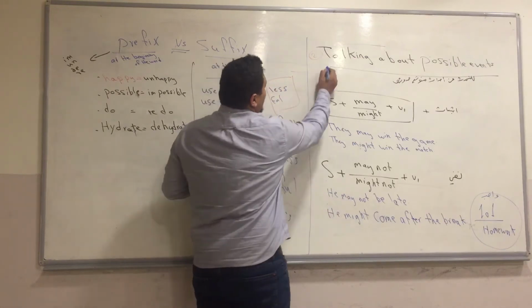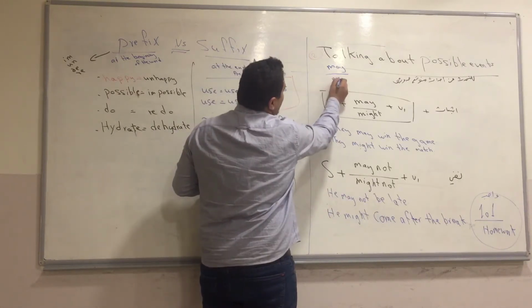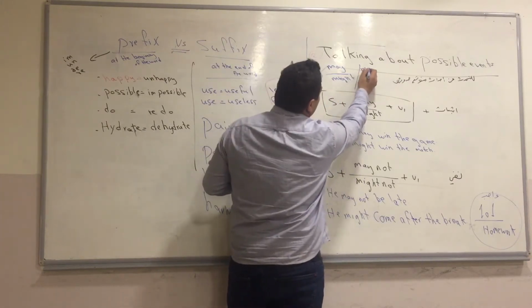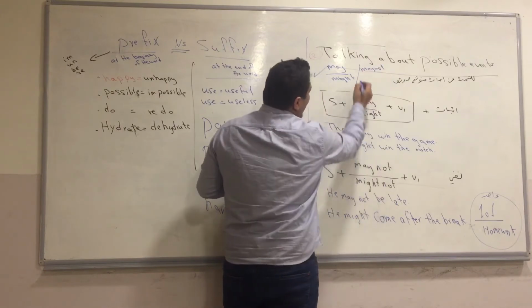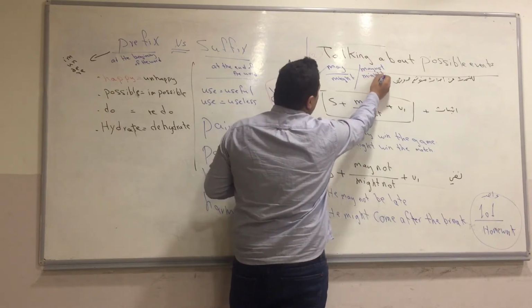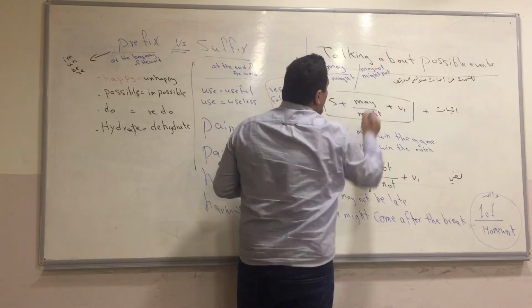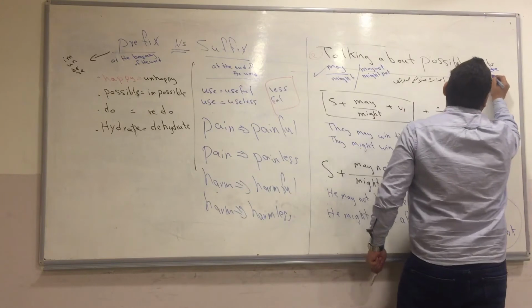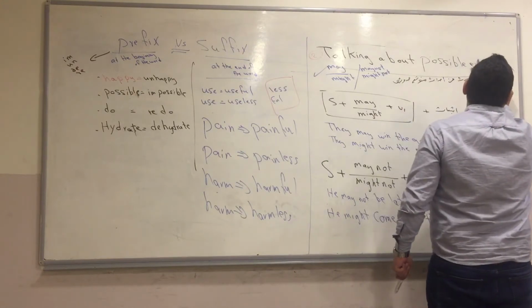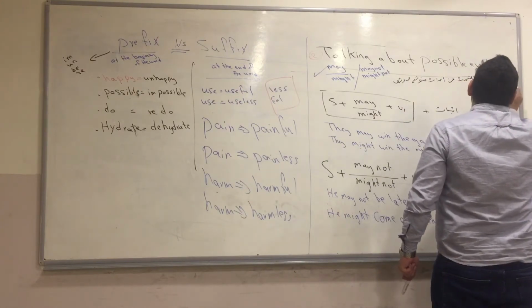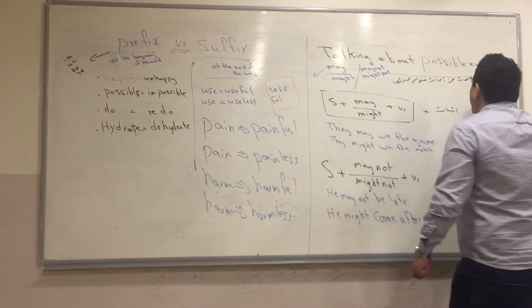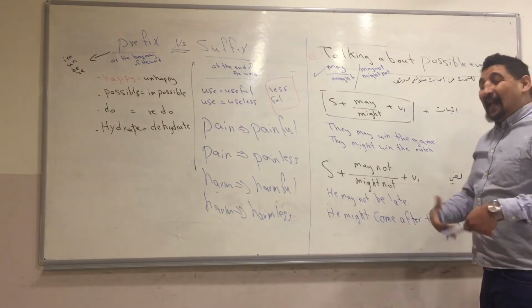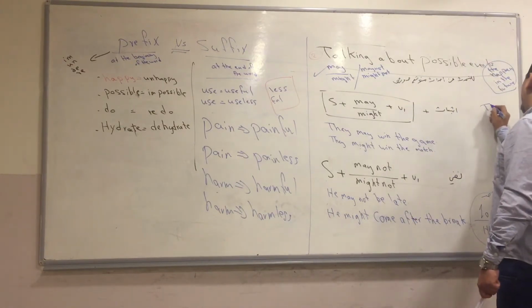I'll write that down. May, might is for affirmative. If it's negative, may not or might not. When we talk about possible events that happen in the future, it means possible events that may happen in the future, that we may think will happen. Usually we use think too.